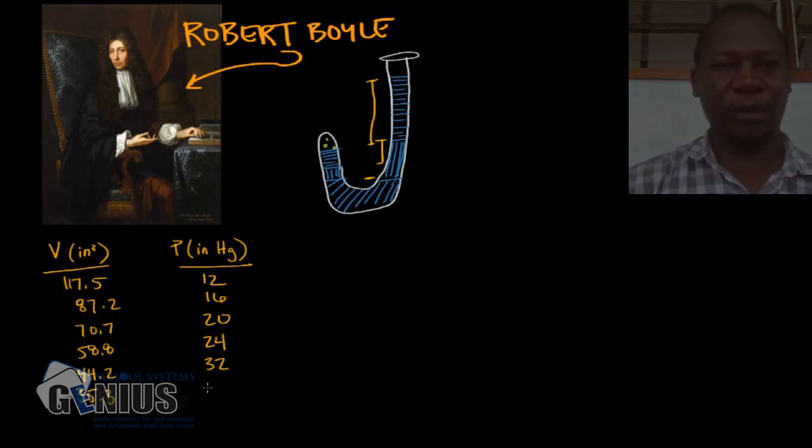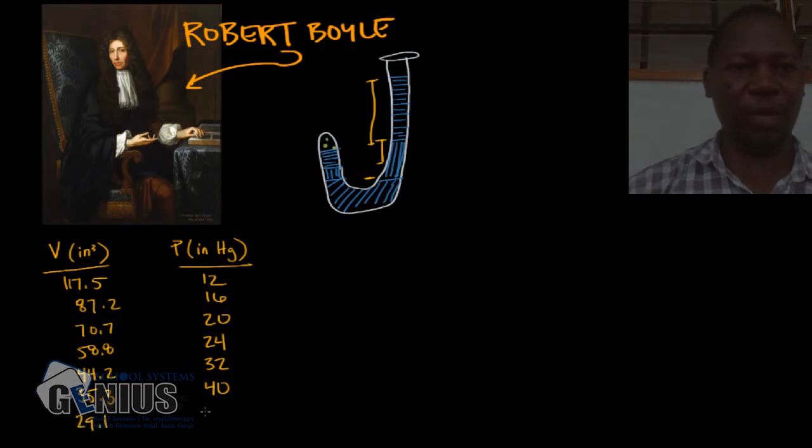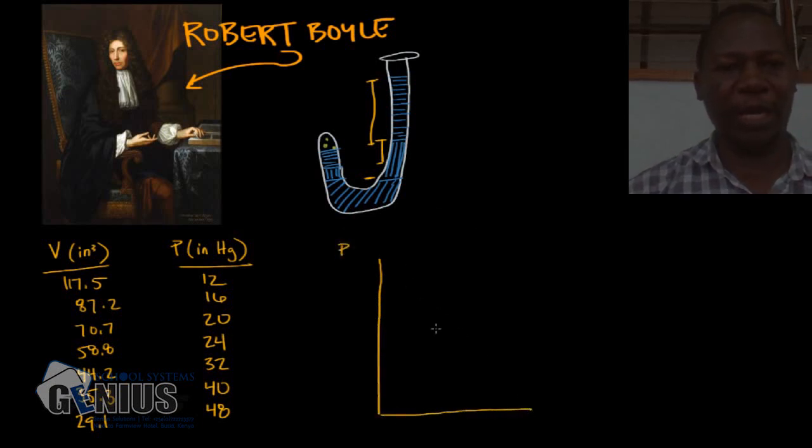And as he kept going, he got 35.3 cubic inches and 40 inches of mercury. And then the last value was 29.1 for the volume that he had compressed it down to, and 48 inches of mercury for the pressure. What he did is he plotted this data, and he graphed pressure as a function of volume.